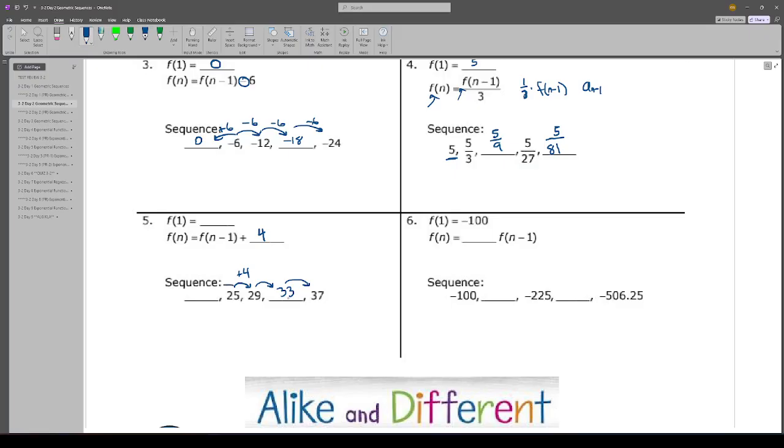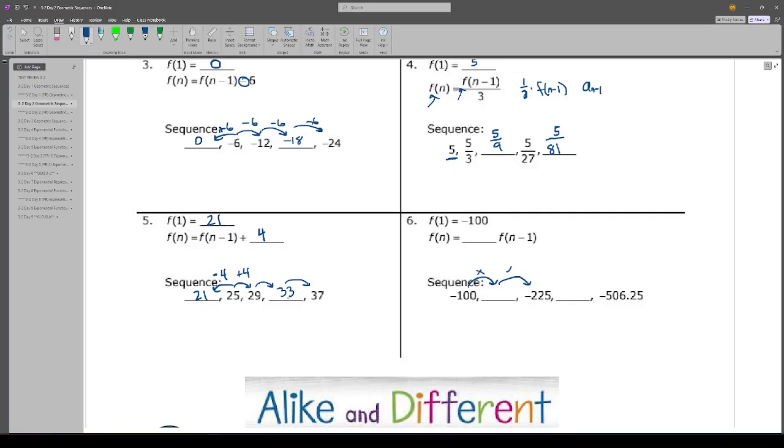And then remember to go backwards and find a previous term, we're going to subtract 4, and that takes us to 21, which would be our initial term. Next one, we're starting at -100. We're multiplying by something, but we're missing every second term. So this is maybe the hardest one of all here, because we're going times something and times something.